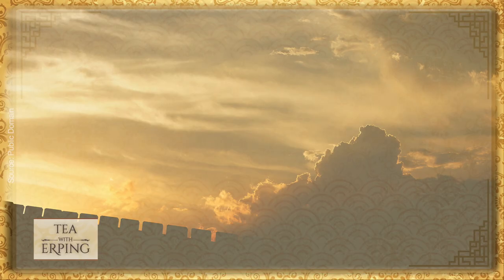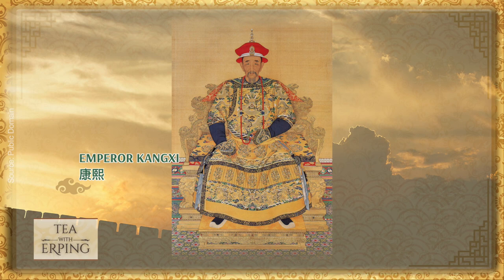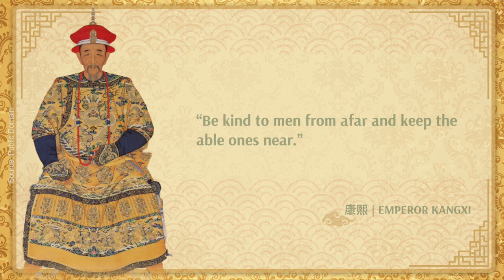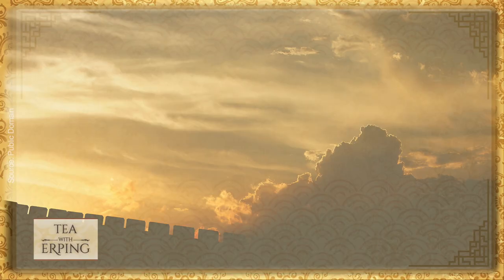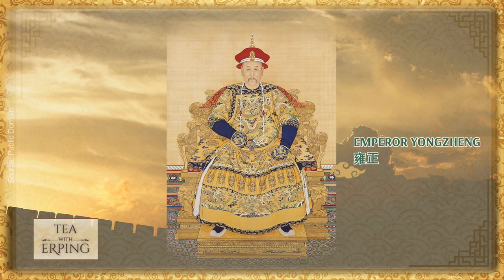Before the Emperor Kangxi's passing in 1722, he wrote a final edict. In it, he says, "Be kind to man from afar and keep the able ones near," reflecting his policies towards foreigners like Castiglione. Under Emperor Yongzheng's reign, Castiglione would paint some of his best-known pieces.